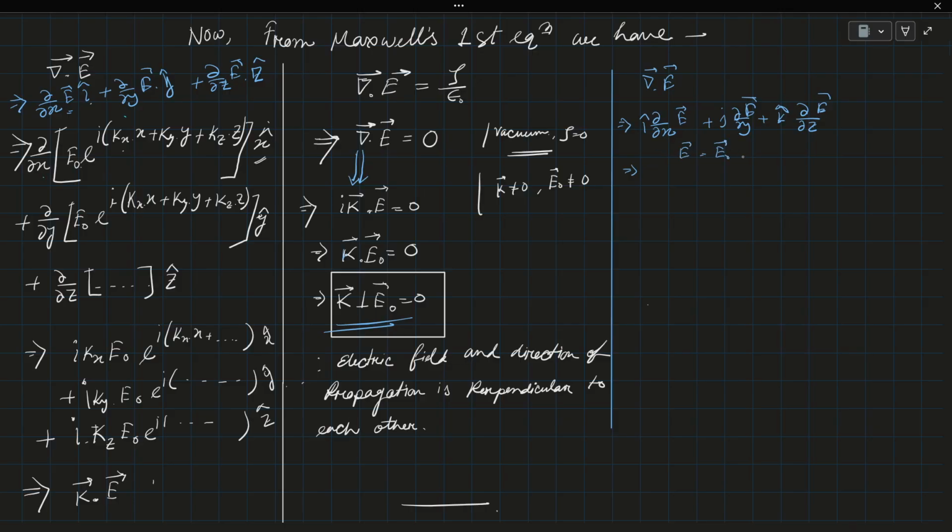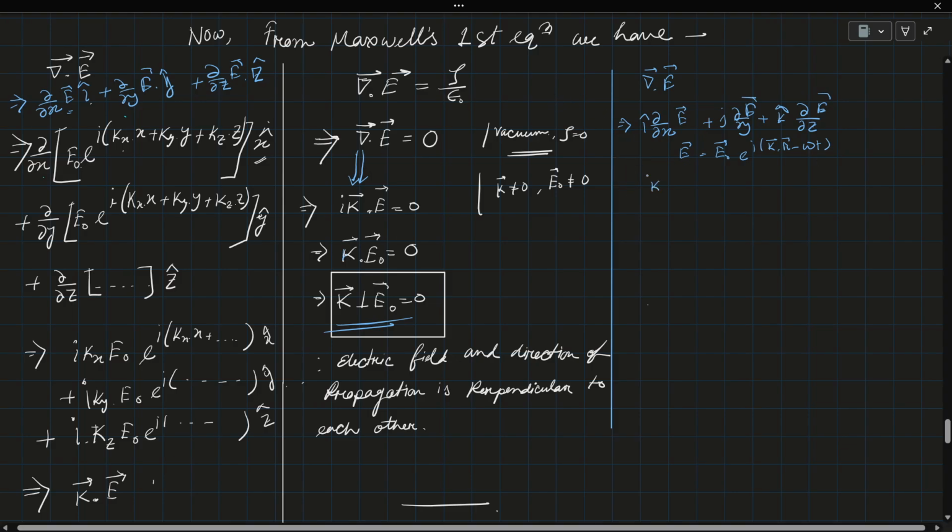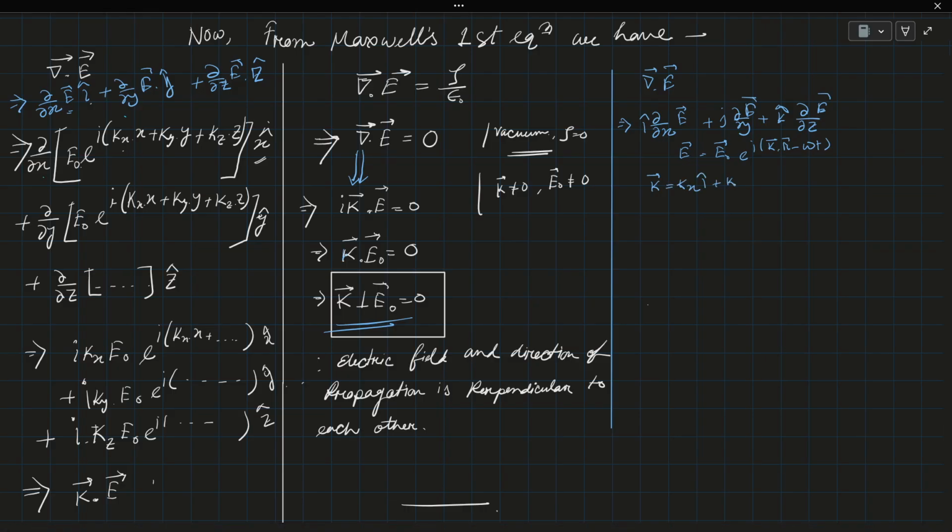E was E naught e to the power i k dot r minus omega t. Okay, so what I can write, k dot r. What was k? k was kx i cap plus ky j cap plus kz k cap, and r was x i cap plus y j cap plus z k cap, right? So k dot r is simply kx x plus ky y plus kz z, right?